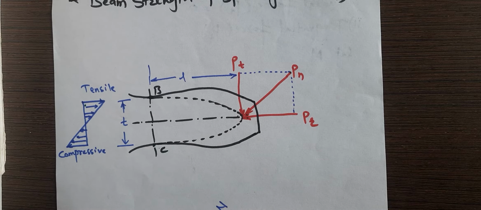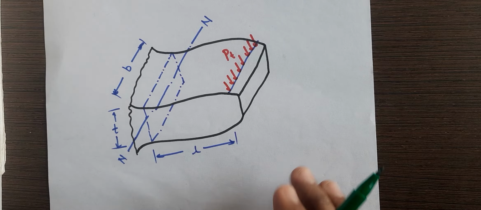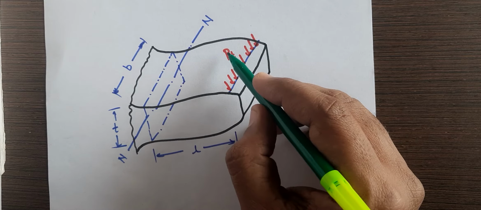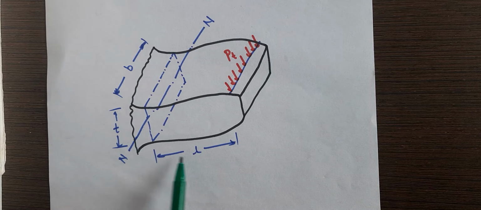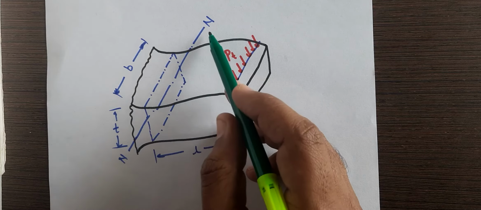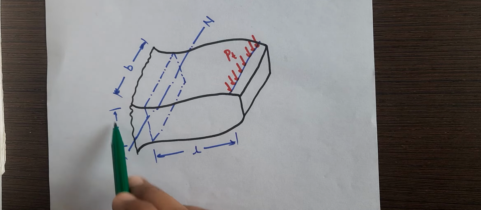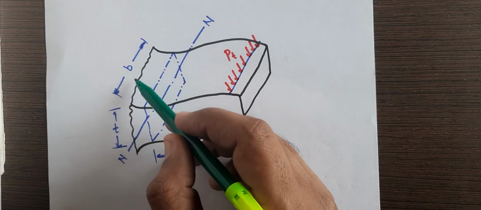Now if we see it in 3D, your gear tooth will be like this. On this complete face width, your tangential force will act like this, and the remaining terms will be as they are. Here this is the neutral axis of the gear. This is the thickness of the gear tooth, and this b is the face width of the gear.